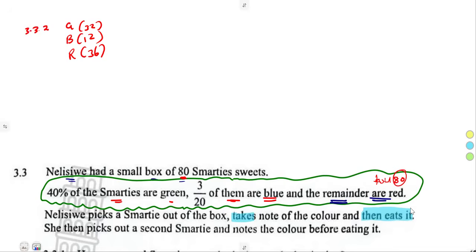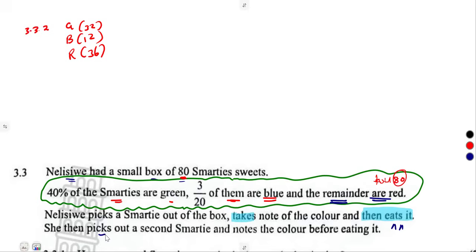So in your understanding, is that a replaceable thing that we are talking about? No. She has eaten the sweet here. So meaning to say, out of the small box that she had, we have a reduction in terms of the sweets. So that's a without replacement. She's not replacing it back.